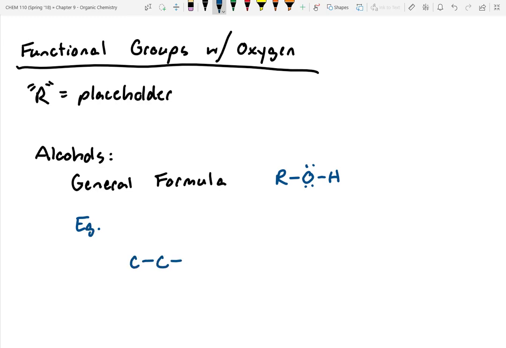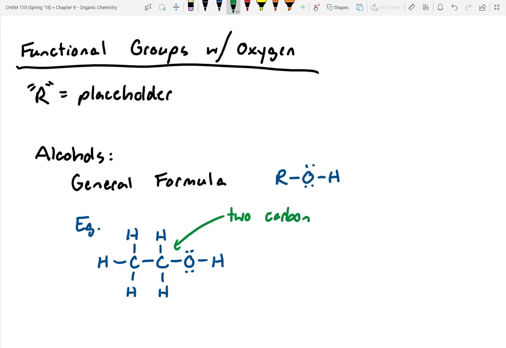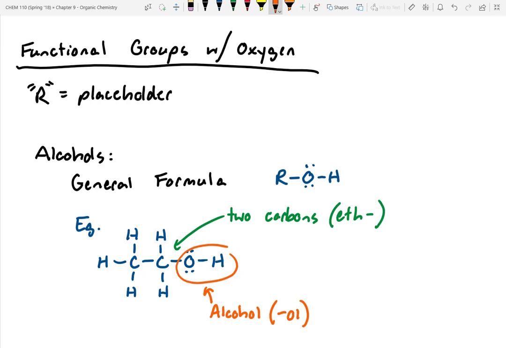Let's say I've got a 2-carbon alcohol. Looks like this. I'm going to fill in all of the hydrogens. It's a 2-carbon alcohol, so what sort of prefix should we use? Do we use meth? Eth, exactly. So eth is going to be our prefix to indicate that it's a 2-carbon alcohol. And then to indicate that we've got an alcohol, we use an OL suffix. So the name of this molecule would be ethanol, indicating that it's a 2-carbon alcohol.